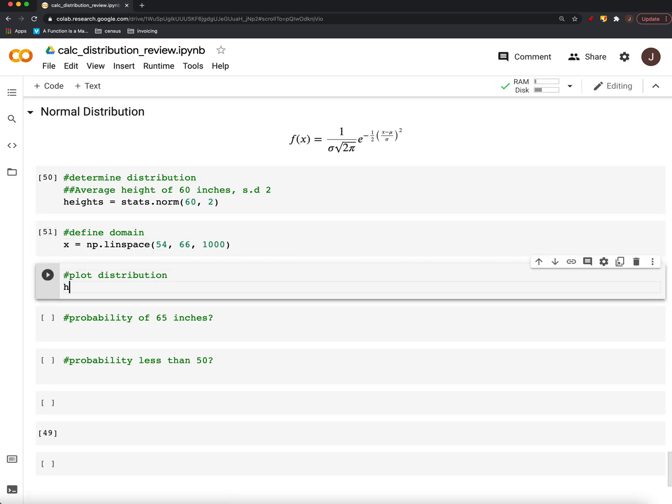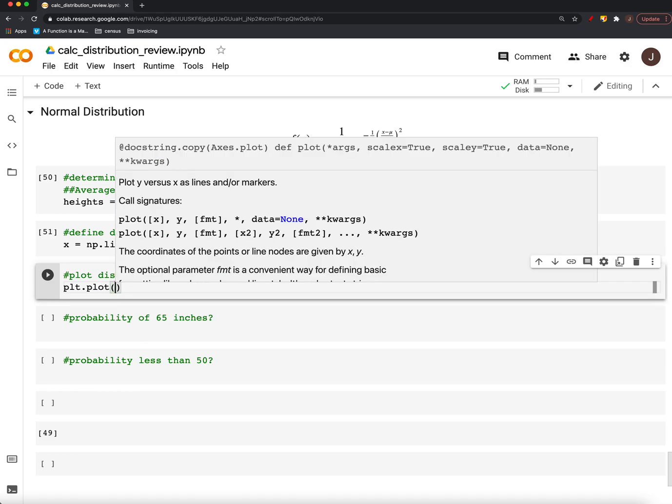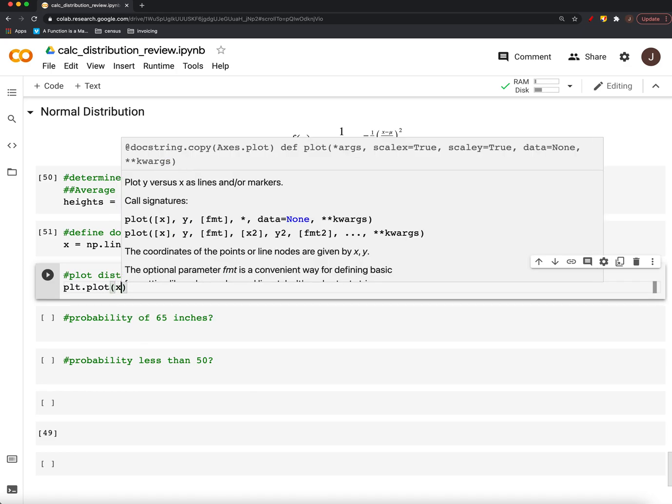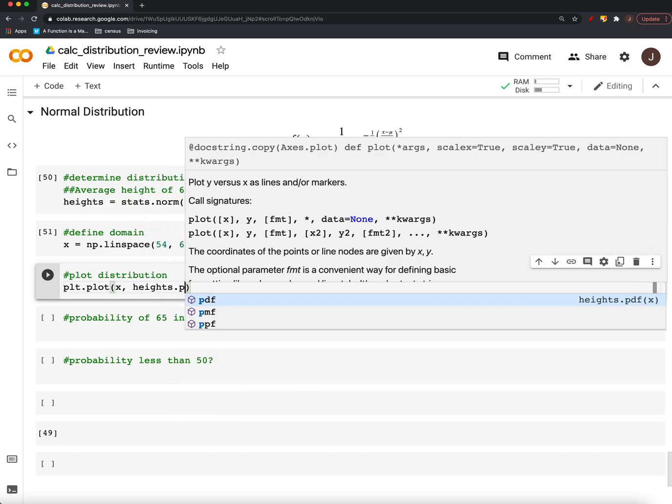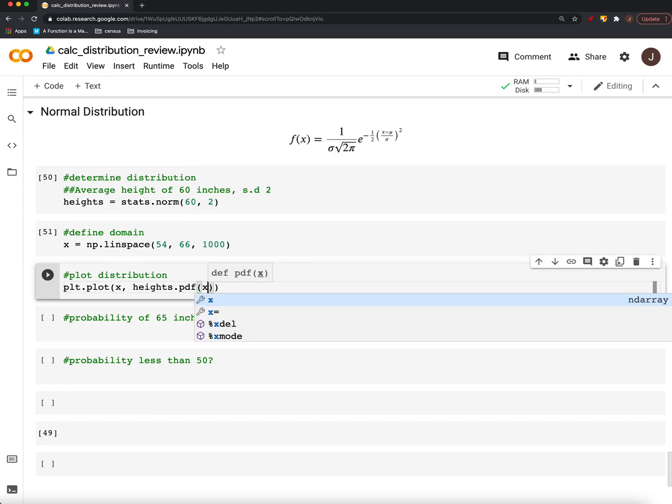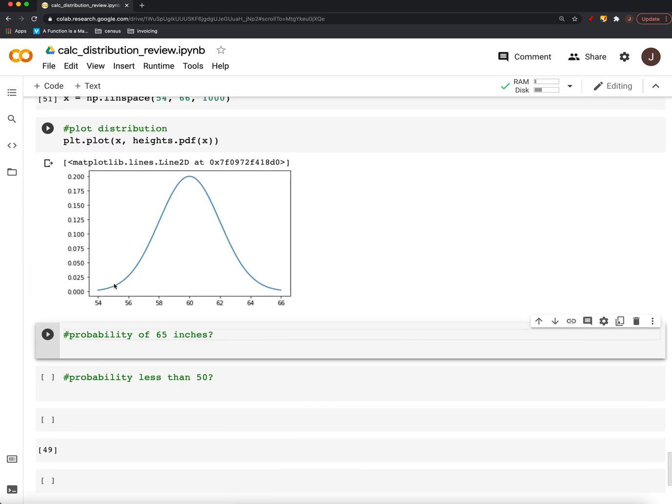And then we can plot it. And again, we want this to be a smooth curve, so we'll use the plot function, and we'll plot x against heights probability density function evaluated at x, and we get the familiar bell curve.